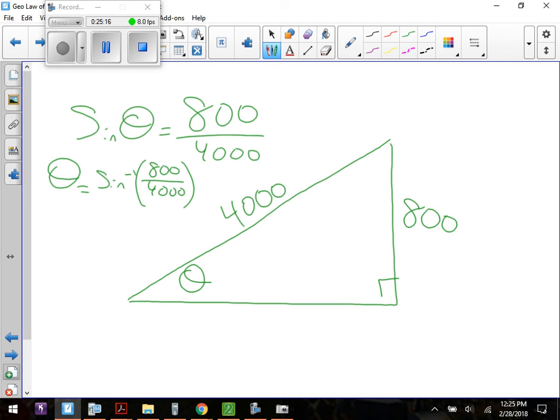All right, so let's see here. Inverse sine of 800 divided by 4,000. 11.54?